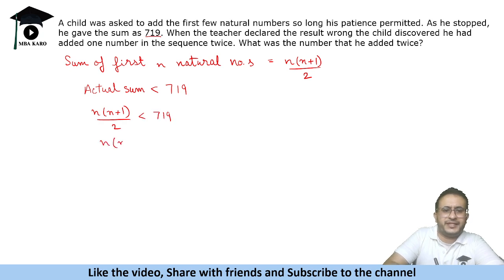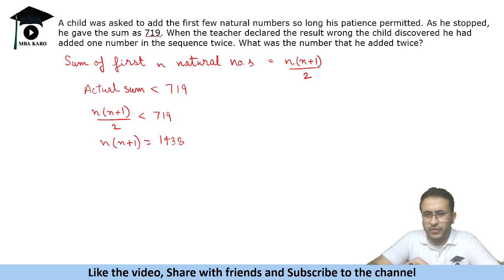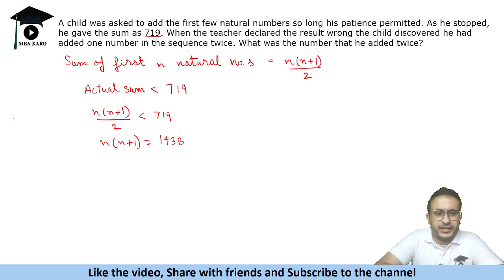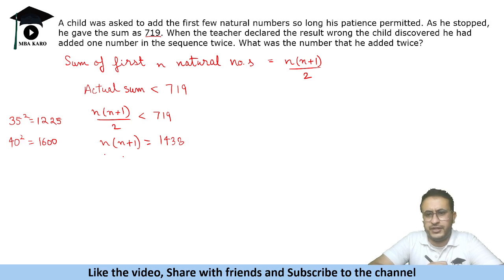Okay, so that gives us n(n+1) is less than 1438. Now we will do a hit and trial to figure out what could be the value of n. If you take 35 square, 35 square is 1225, and 40 square is 1600. So we will have to think of a number between 35 and 40 such that n(n+1) is less than 1438. Now 1438 will lie somewhere in between, so maybe we can hit and try with 37 and 38.